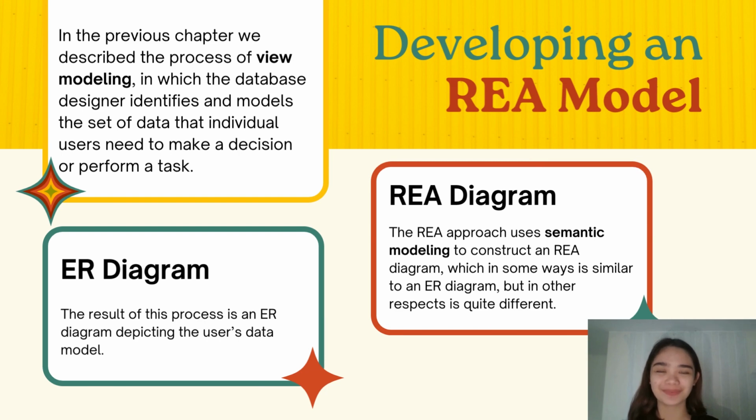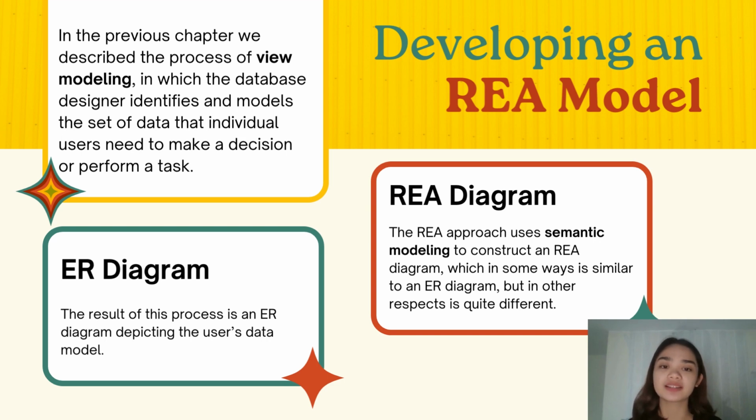Greetings everyone, I am Maxene de Vera and I will now be continuing the discussion on Chapter 10, the REA approach to database modeling, moving forward with developing an REA model. The previous chapter discussed the process of view modeling, which is a step where the person designing a database figures out and arranges the specific data that different users need to do something important, like making a choice or getting a job done. The result of this work is a type of drawing called an ER diagram, and it shows what data each user needs. It is also used to show the connections between data in a clear way.